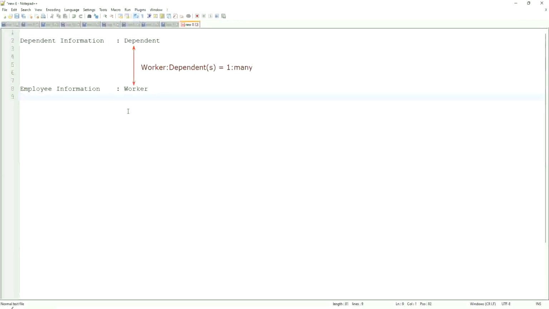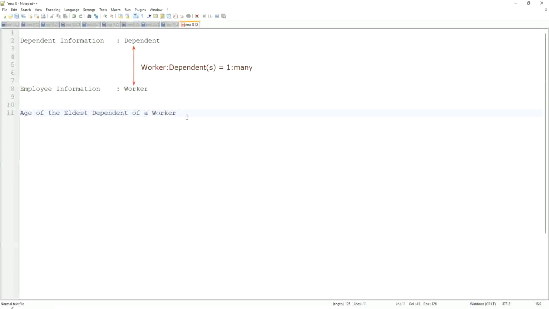Also, sometimes what happens? You have to do some calculation for your integrations, for your EIBs, for your code connectors, where you have to get the information from the related business object and put it in the main or primary business object. Here, what we are trying to do is find out the age of the eldest dependent of a worker. We are going to do that.